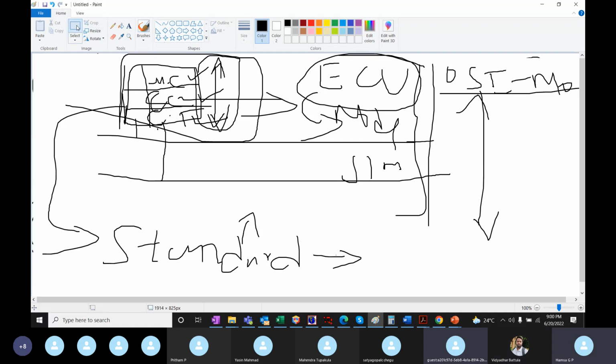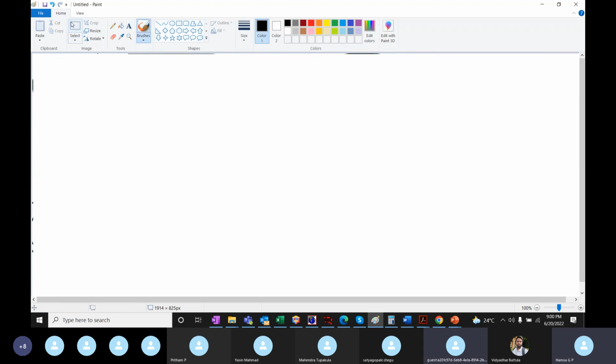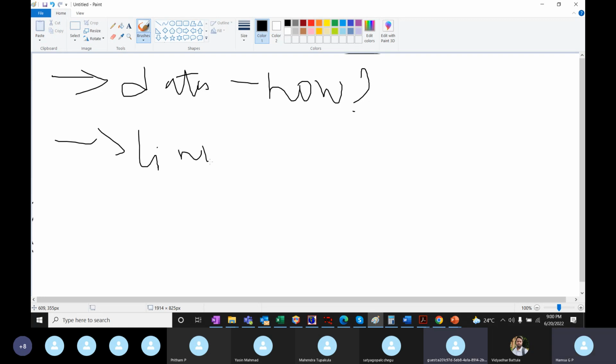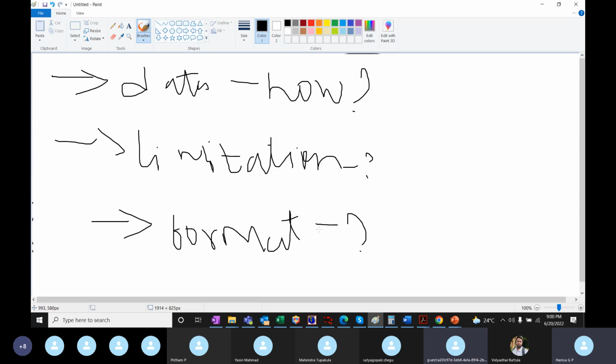Okay, so now, as per the standard, we have been talking about a set of rules and regulations. So what exactly do those rules and regulations mean? When we say CAN protocol, it is for communication purposes. It has to send the data and it has to receive the data. So the rules and regulations cover how the data should be, what the limitations are for that data, and how exactly the data should be formatted and what it can contain. These are all rules and regulations provided by the standard.